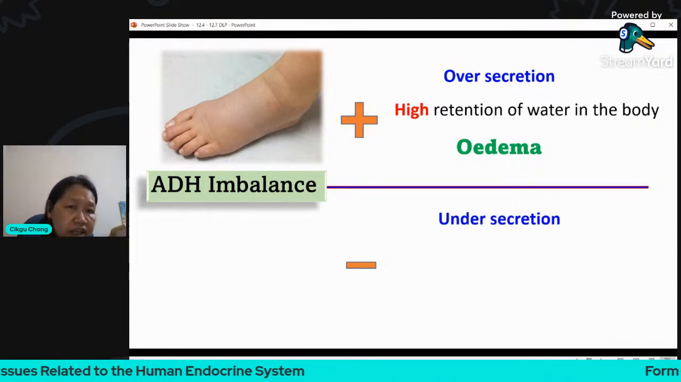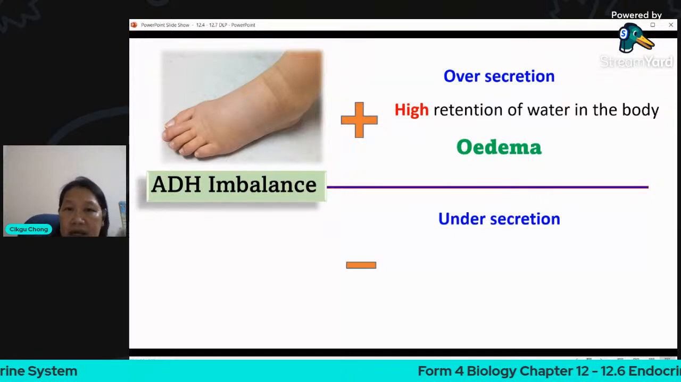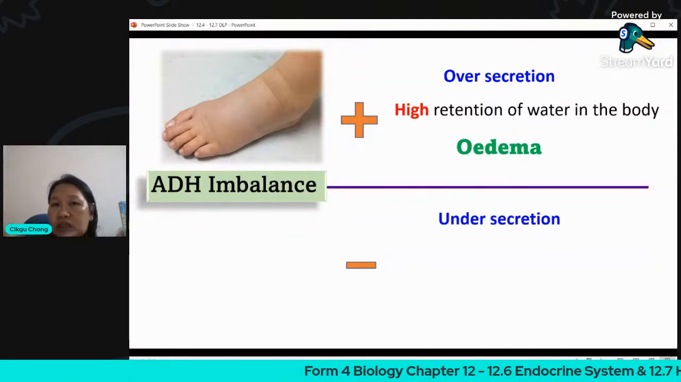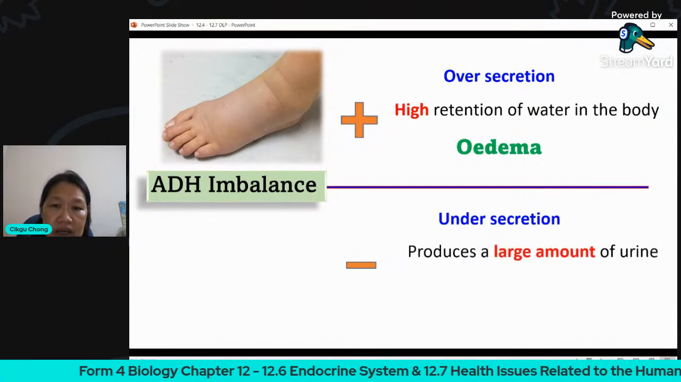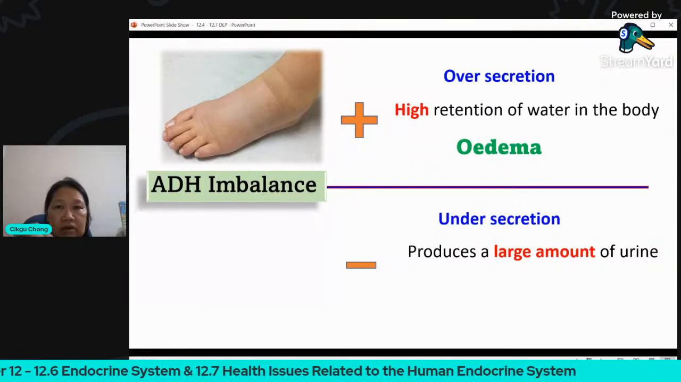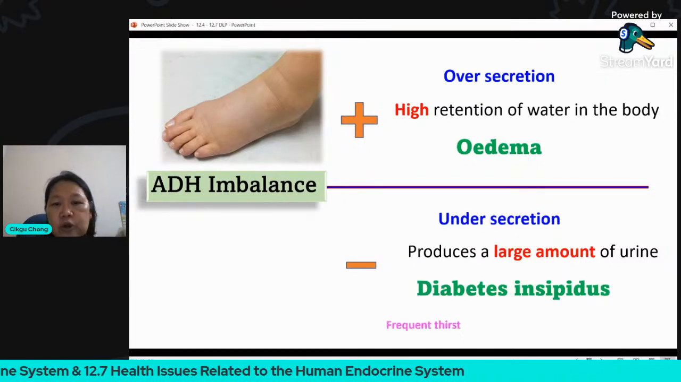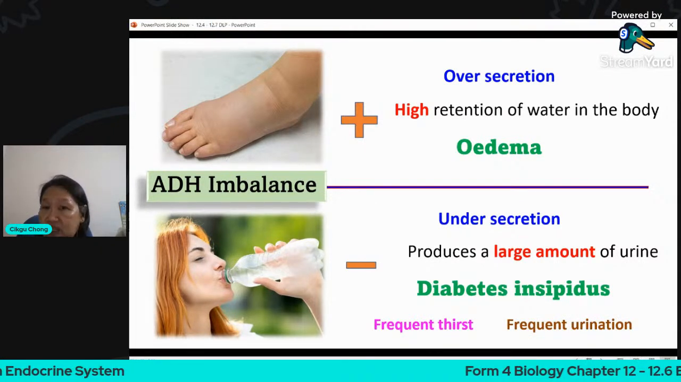So if you don't have enough ADH, not much water will be reabsorbed. So you end up releasing a lot of water in your urine. So you will always have a lot of urine. You will produce a large amount of urine because you don't take back so much water. So you will have diabetes insipidus. This is the one that is called diabetes insipidus, not mellitus. This is not penyakit kencing manis.